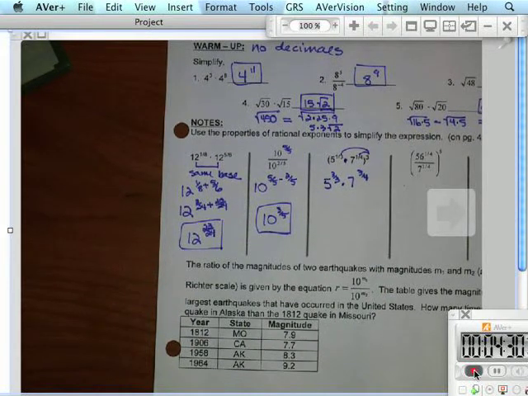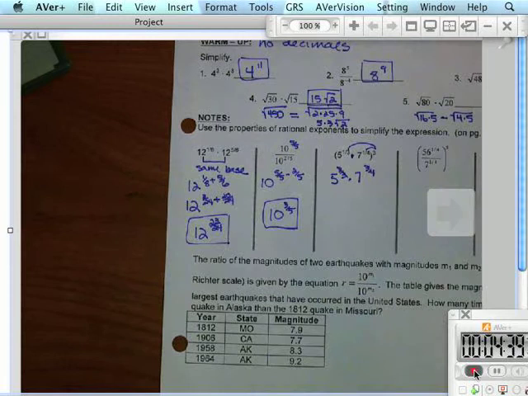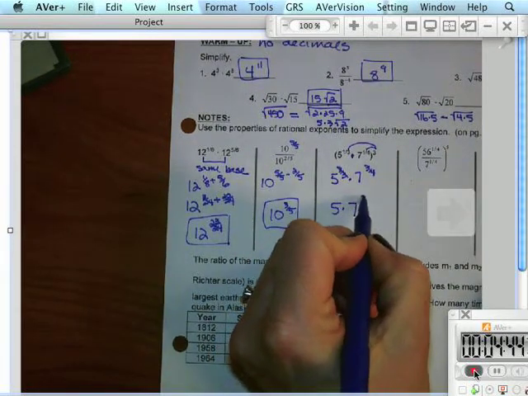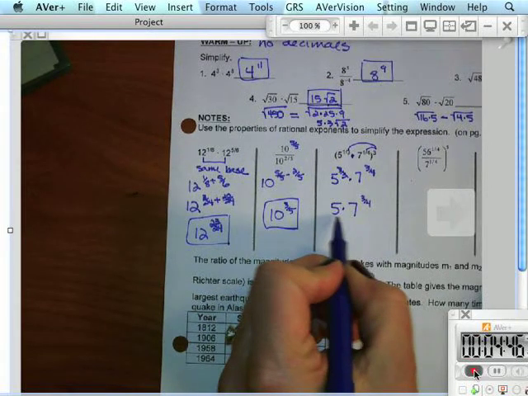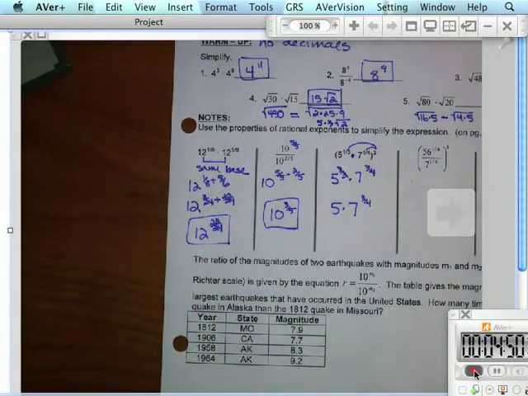Can I go any further? Can I make it prettier? Yes. What can I do? Yeah, 3 over 3 is just 1, right? So I wouldn't write that. Now, the only thing left is just to write it without that. You cannot go any further. You do not multiply 5 and 7 because that would not be following order of operations. So this is as far as you can go.